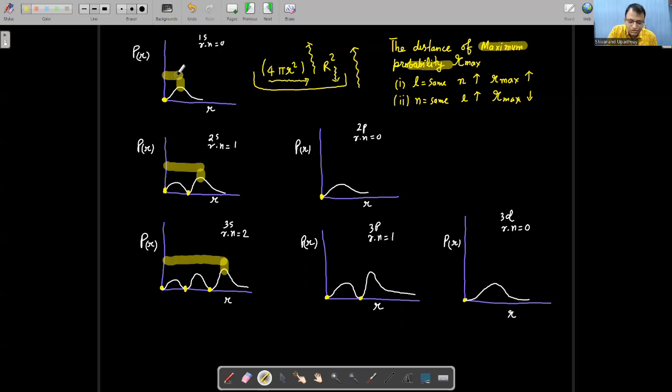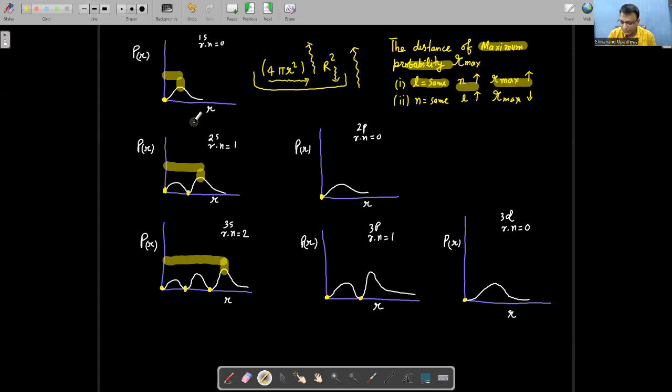There are two questions based on this. The first one is, if you are keeping the value of l the same, like for all s subshells, 1s, 2s, 3s, the value of l will be 0. As the value of n is increasing, it means that r max is increasing. It is obvious from the graph that if the value of l is the same but we are increasing the value of n, then r max is going to increase.